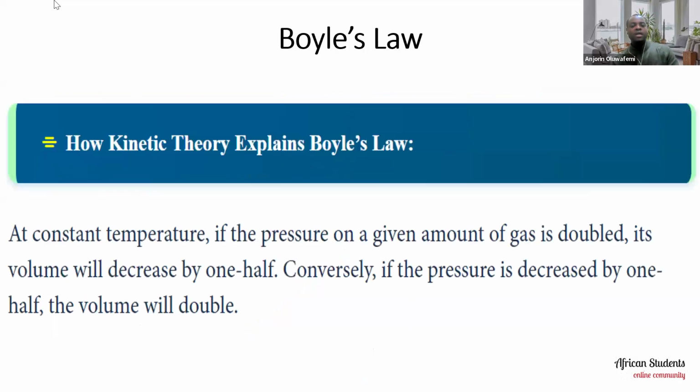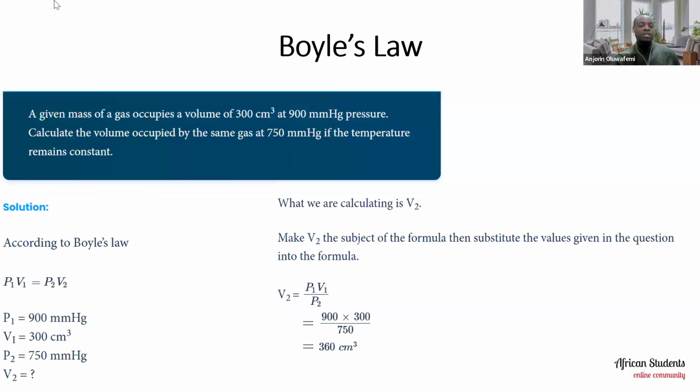Okay. All right. Now, how does kinetic theory explain Boyle's law? At constant temperature, if the pressure of a given amount of gas is doubled, its volume will decrease by one half. Conversely, if the pressure is decreased by one half, the volume will double, and that is what happens when the temperature is constant. And this is one of the explanations that the kinetic theory uses in explaining Boyle's law. Okay, let's look at this question.